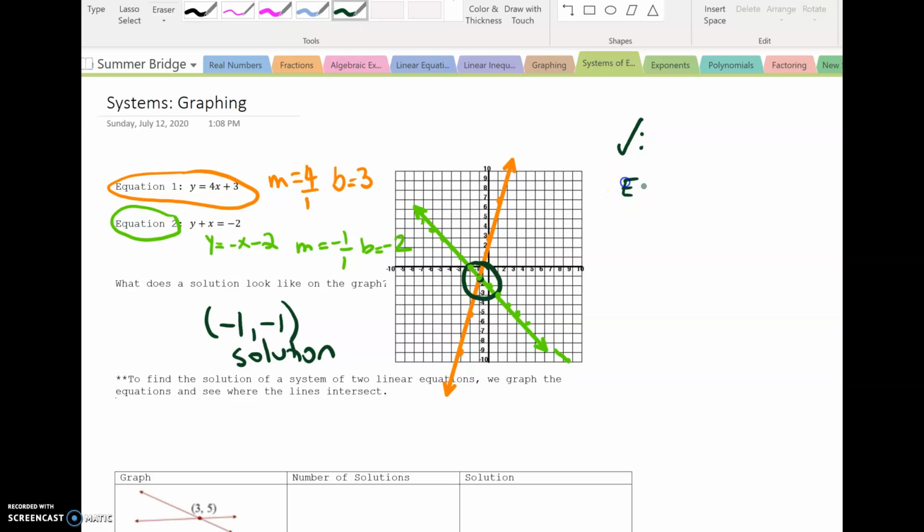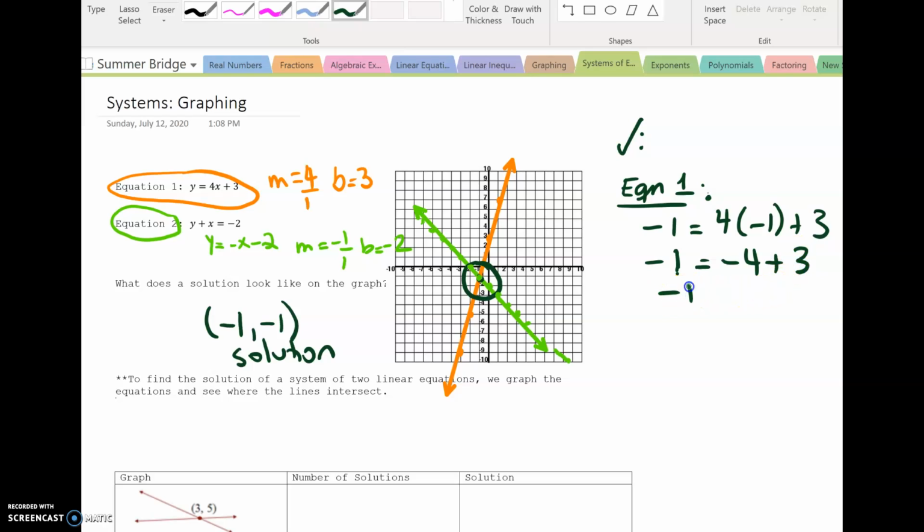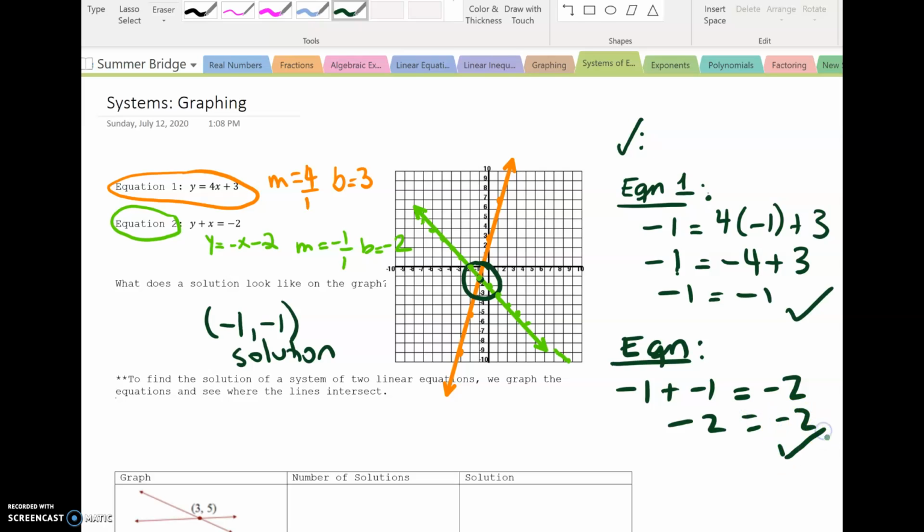So equation 1: if I plug in -1, -1, it's going to be -1 is equal to 4 times -1 plus 3. -1 is equal to -4 plus 3. -1 is equal to -1. That works. Here's equation 2. So -1 plus -1 is equal to -2, which is indeed true. Therefore, -1, -1 is the solution to both equations, because when we plug it in, it gives us true statements for both of them.